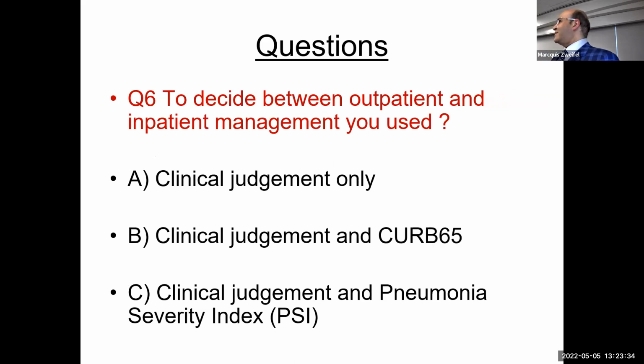This is the question that will determine. Did you decide between outpatient and inpatient management based on clinical judgment only, clinical judgment and CURB 65, or clinical judgment and pneumonia severity index? Who decided for A? Who decided for B? Calculate the CURB 65, okay. Who decided for C? A lot decided for C. Yes, you had a chance to calculate the PSI. That's great. We'll get to that.